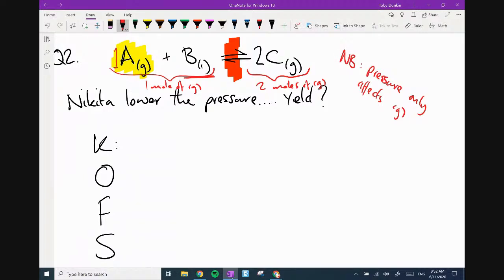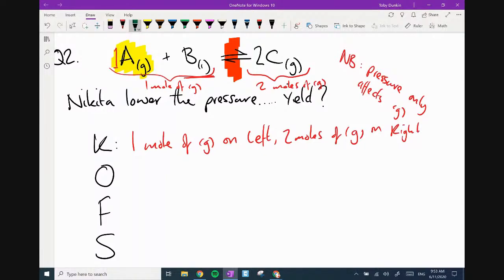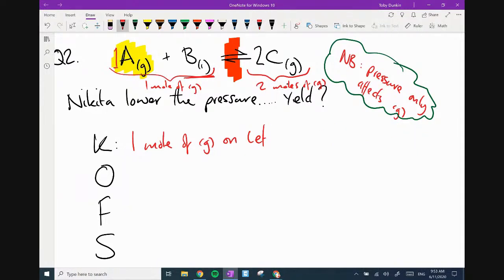So knowledge: one mole of gas on left, two moles of gas on right. Notice, I'm just going to put that in a bracket so you know it's not part of it. Yeah. Oh, wow. My writing is really sloppy. I can do better than that. Two moles on left, trying to level it out. Two moles on right. There we go. So the knowledge, again, same thing, from equation.